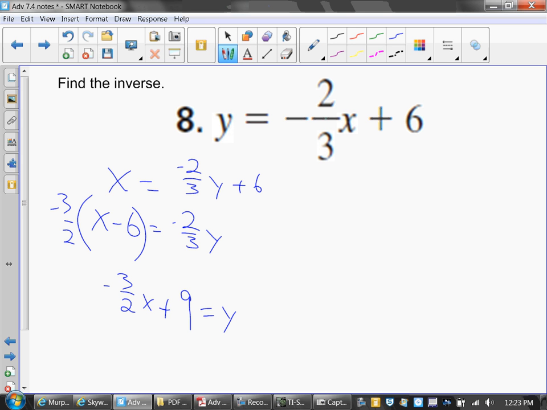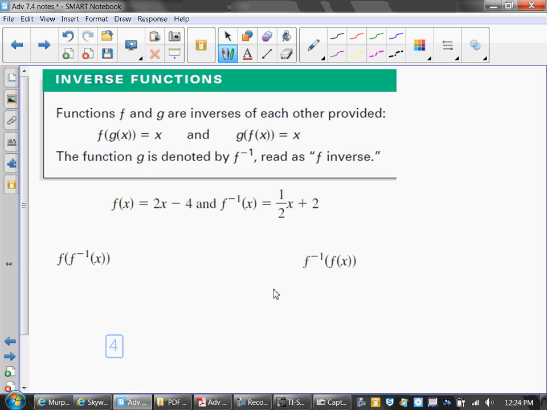Okay. Now, does anything change if this said f of x equals that? Because remember, what is f of x a fancy way of writing? Y equals. So if you see f of x or y equals, they mean the same thing. They're synonymous with one another, so you can treat it that way. Okay? So let's go a step further.